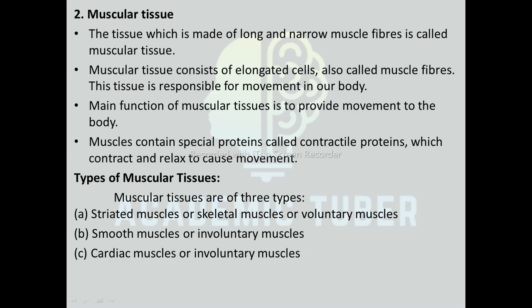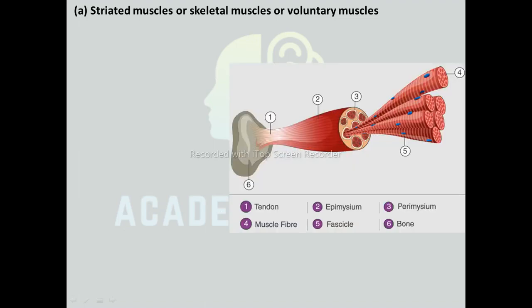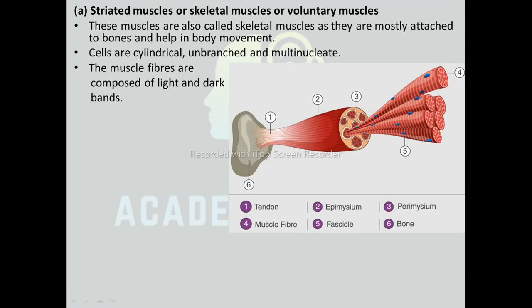Types of muscular tissue. Muscular tissue is of three types. They are striated muscles or skeletal muscles or voluntary muscles, smooth muscles or involuntary muscles, and finally cardiac muscles or involuntary muscles. First one is striated muscles or skeletal muscles or voluntary muscles. Here is a diagram showing the skeletal muscles.